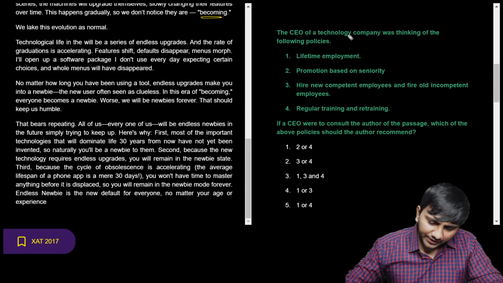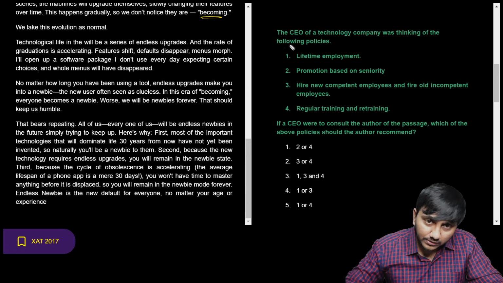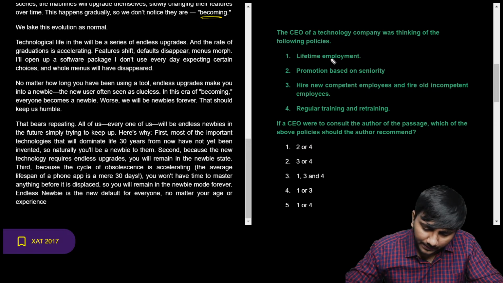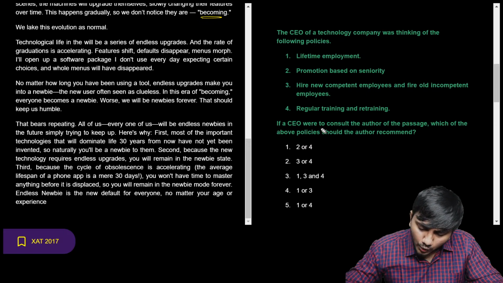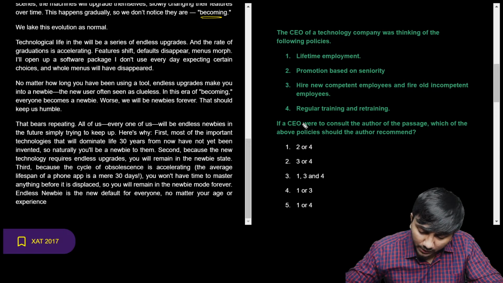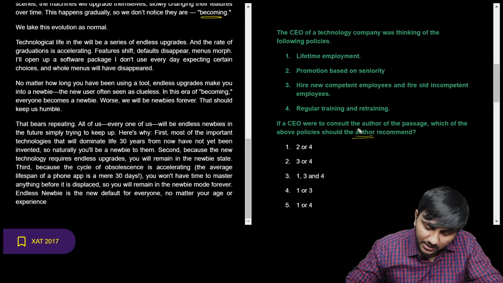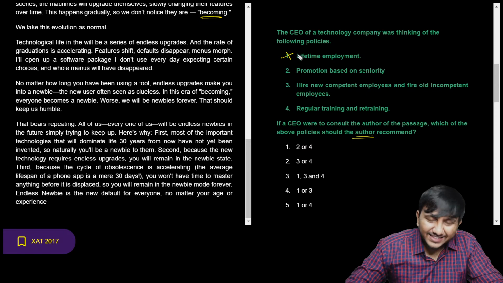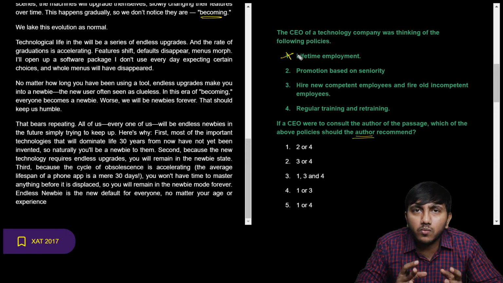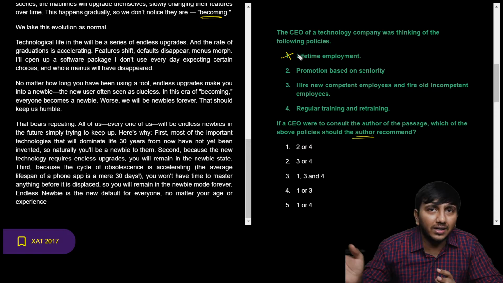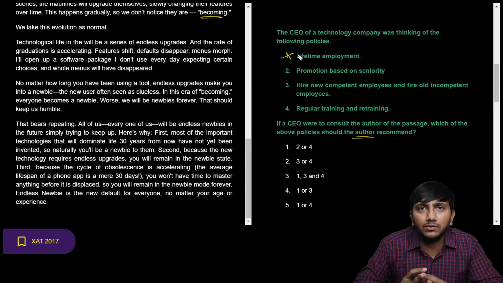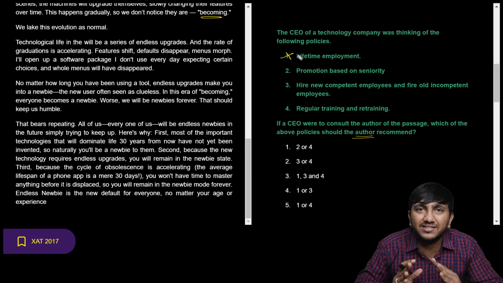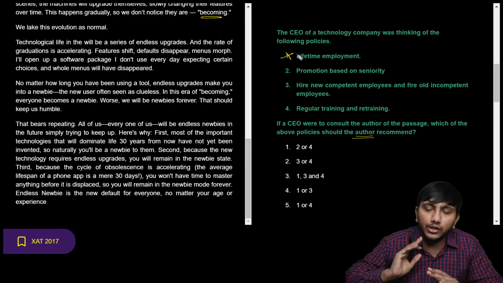The CEO of a technology company was thinking of the following policies. If a CEO were to consult the author of the passage, which of the above policies will the author recommend? Let's see. Lifetime employment, definitely he will not recommend. That's more like if something fits you at one point of time, that will continue to fit you forever. That's exactly opposite of what the author is trying to tell. What fits you today might not fit you later. So you need not employ someone for lifetime because he is fitting you for that point of time.